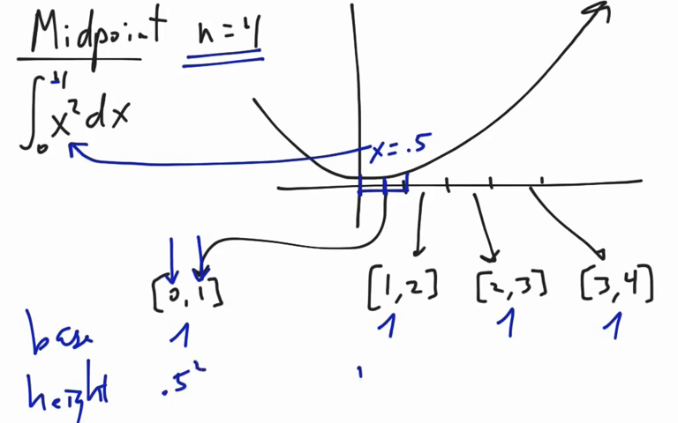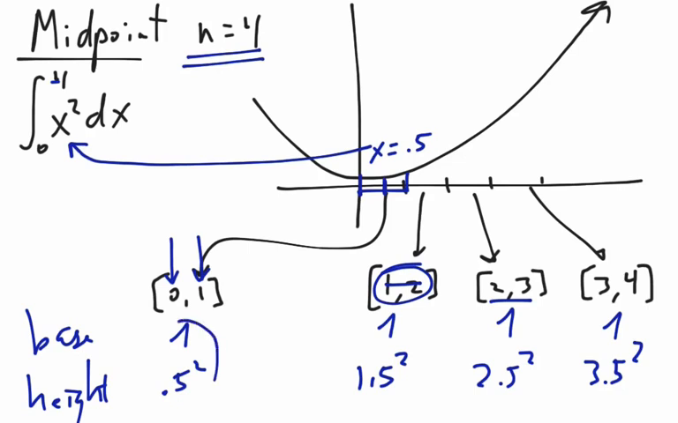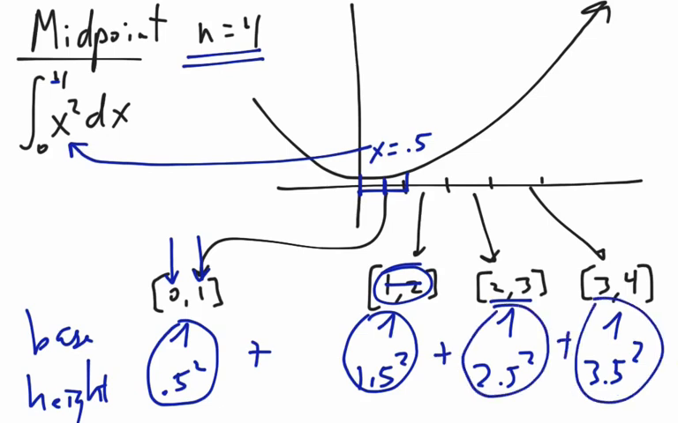Then for my second one, I'll have 1.5 squared, because 1.5 is the midpoint of 1 and 2. For the third one, I'll have 2.5 squared. And for the last one, I'll have 3.5 squared. And when I add all of these up, again, 1 times 0.5 squared plus, I'm basically just adding up these rectangles when I multiply them. And this gives me a value of 21. And so this integral is approximately equal to 21 using a midpoint Riemann sum.